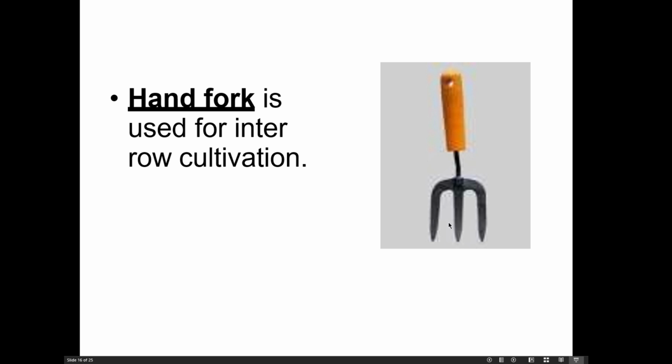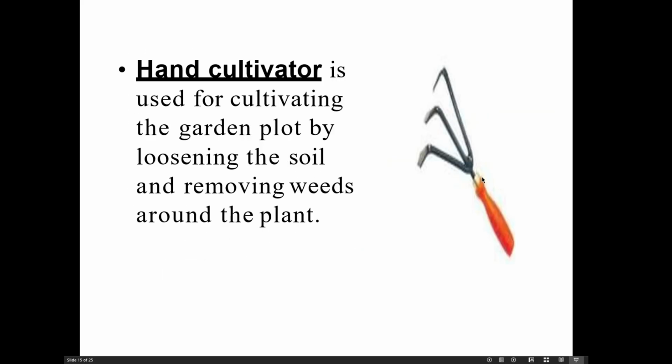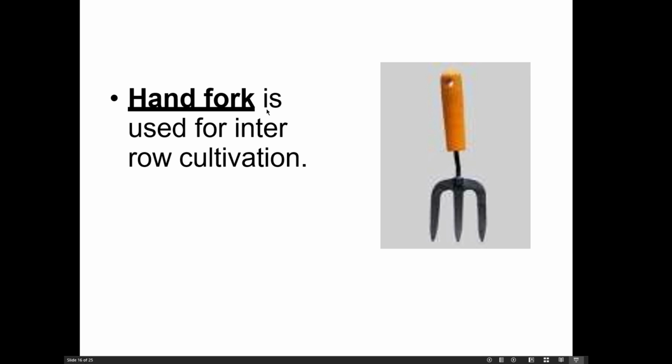Next, you have the hand fork. Ito yung maliit na version nitong spading fork. Okay, so hand fork. This is used for inter-row cultivation. So, inter-row cultivation daw. Pag meron kayong huhukayan na mababaw lang, yan yung ginagamit nyo.